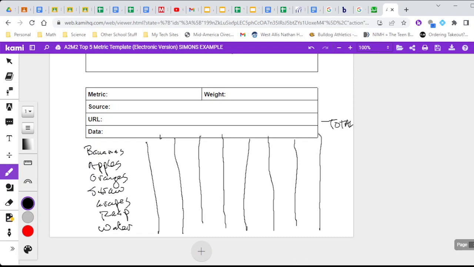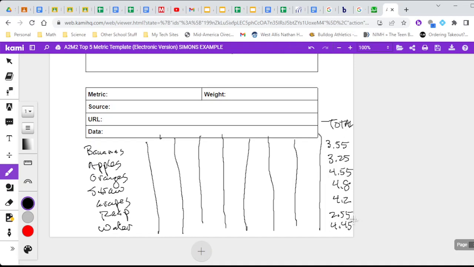And after doing all of that, I'll just share my numbers with you. For bananas, I had 3.55 for my total. For apples, I had 3.25. For oranges, I had 4.55. For strawberries, I had 4.8. For grapes, I had 4.2. For raspberries, I had 2.55, and for watermelon, I had 4.45.